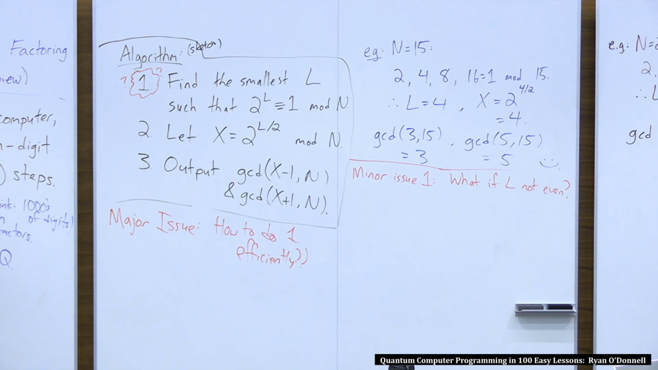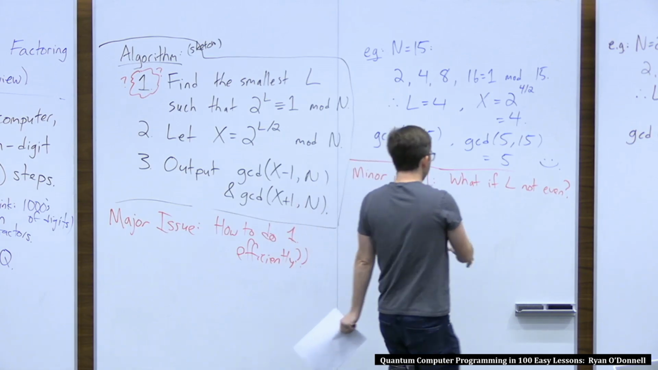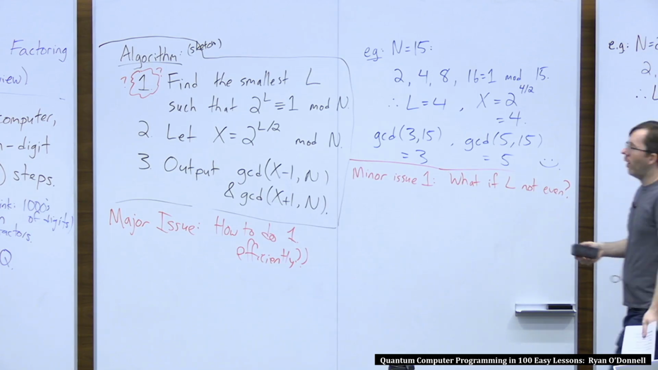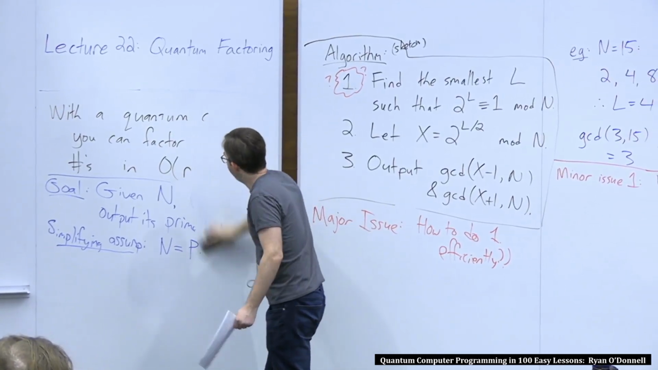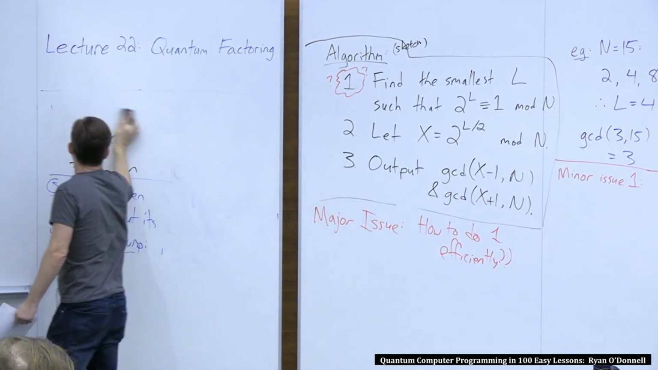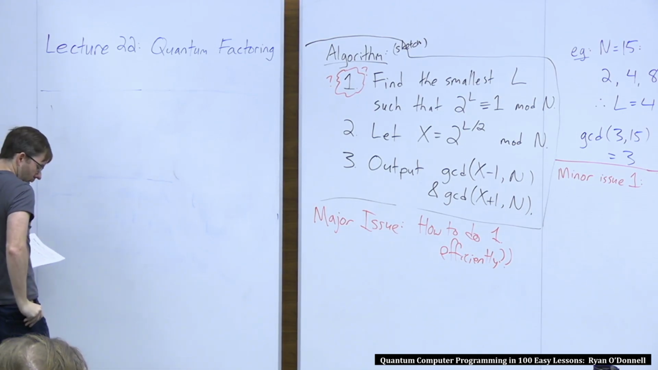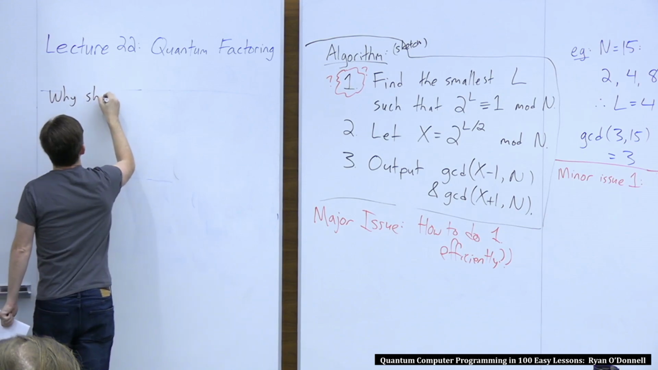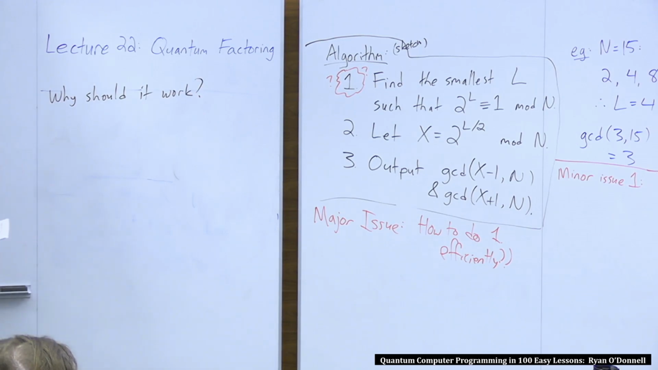OK, so there's also a minor issue 2 that we'll come to when we see a little bit more about why this algorithm should work. So here it looked like, was this like a miracle? Like, what happened here? So let's see what happened here. So why might this algorithm actually work? OK, so you somehow find this L, such that the Lth power of 2 is 1 mod n.